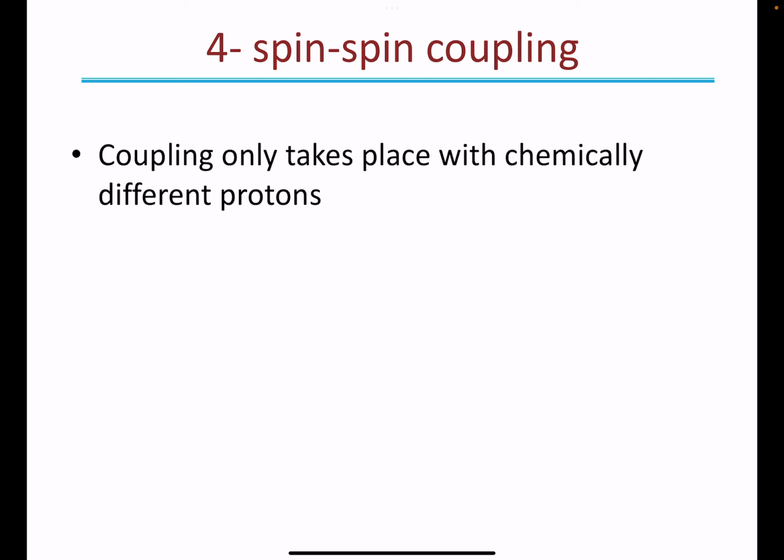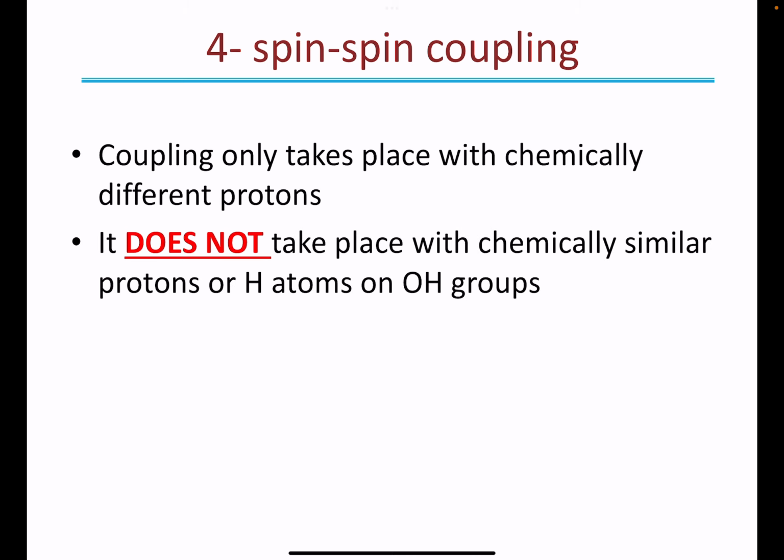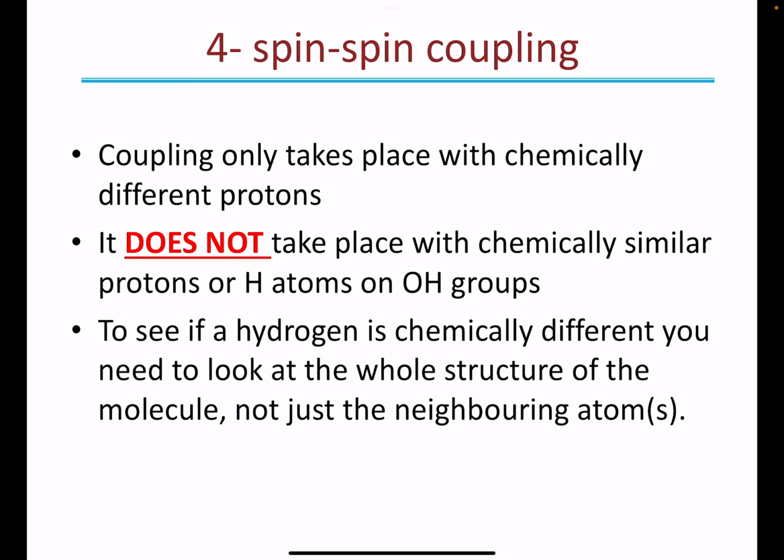Remember that coupling, spin-spin coupling, only takes place with chemically different protons, not chemically equivalent protons. Also, it will not take place between protons on the OH, or the hydroxide part of the molecule. So if the adjacent atom is oxygen and there is a hydrogen attached to it, this hydrogen will not split the protons on the adjacent carbon.